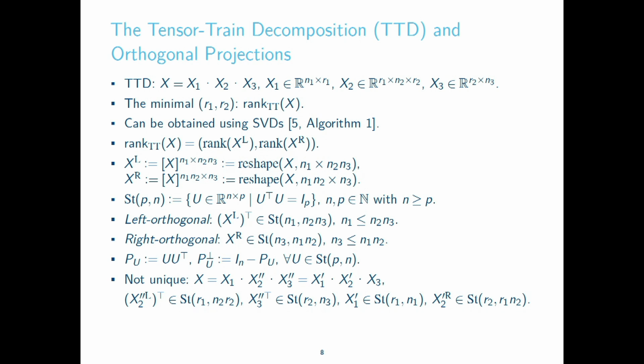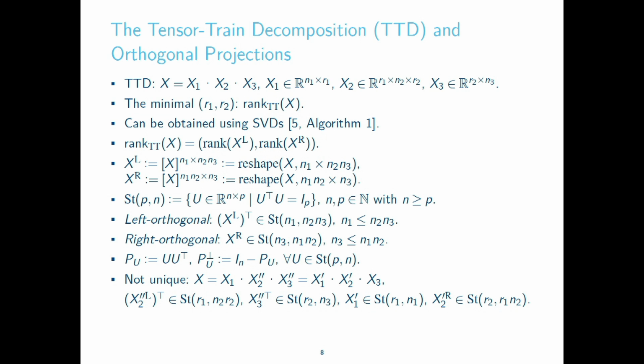In formulas, this looks like this. A tensor train decomposition is written as x1 times x2 times x3. And the minimal R1 and R2 for which such a tensor train decomposition exists is called the TT rank of this tensor. And such a minimal rank decomposition can easily be obtained using simple SVDs. So that is the advantage. You don't have to solve a difficult optimization problem.